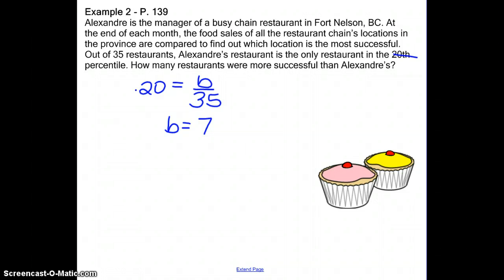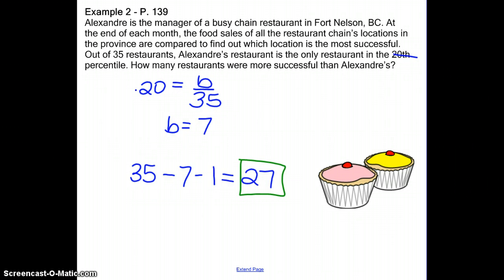So now we need to figure out how many were actually more successful. So there's 35 total. We subtract the 7 that were less than him. We also have to subtract his to find out the number greater. So 27 restaurants did better than his. Subtracting his own is key because we need to figure out just the number higher, and the percentile here is just the number lower.